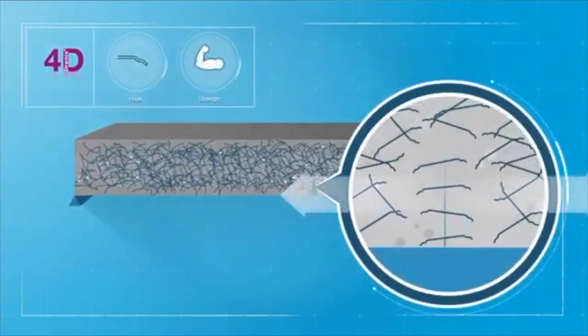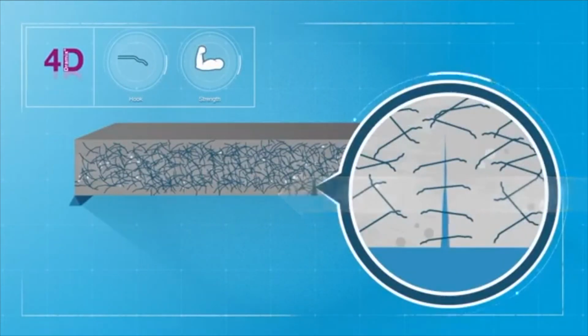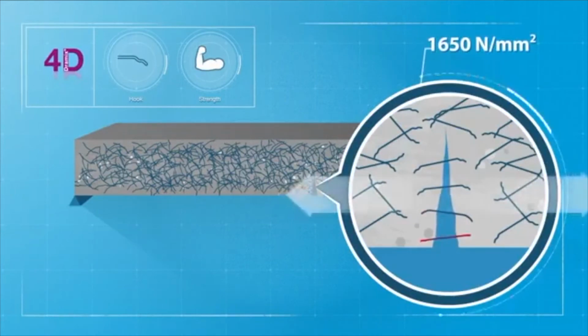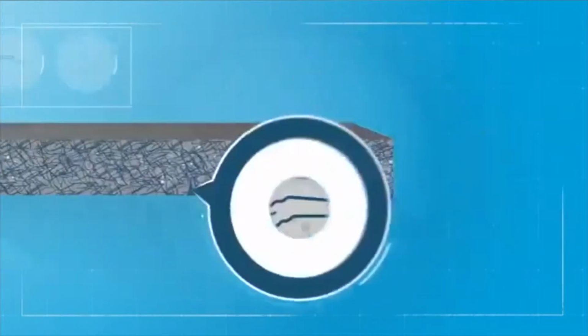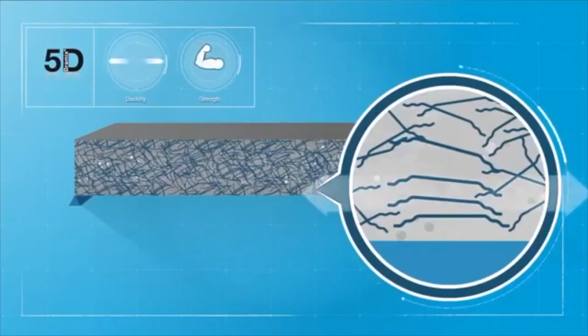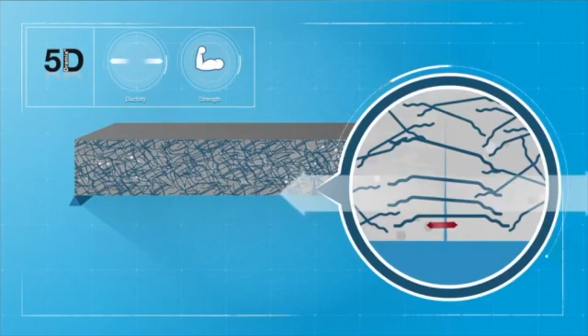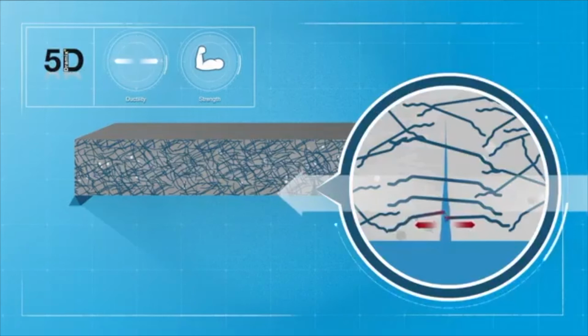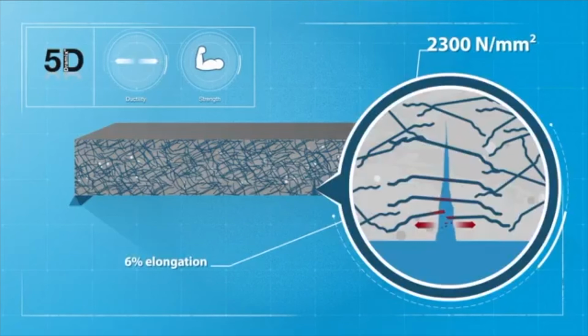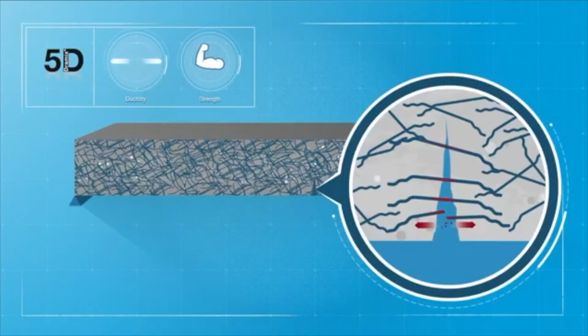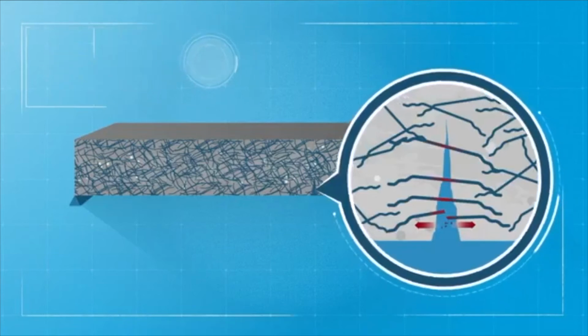Dramix 4D provides the same process, but with even better anchorage and a significantly higher tensile strength of 1,650 N/mm² or more. Dramix 5D behaves differently altogether. Here, the hooks never pull out from the concrete. As the stress increases, the wire slowly elongates until it reaches its maximum strength. With a tensile strength of 2,300 N/mm² and an elongation of 6%, concrete structures reinforced with 5D can take high flexural stresses over a long period.